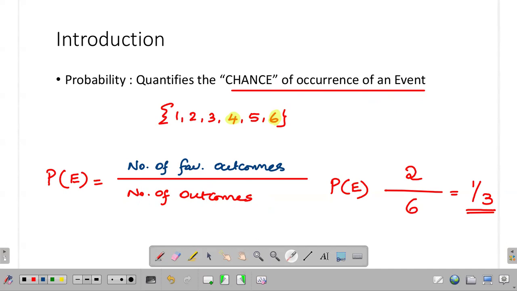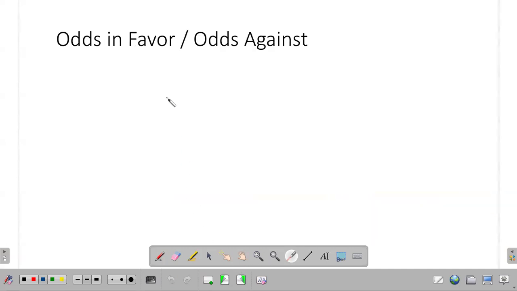Okay, now let me talk about something called odds in favor or odds against an event. So the probability that an event E happens is P of E. The probability that the event does not happen, I represent as P of E bar. P of E bar will be 1 minus P of E. So this is the first thing which you have to keep in mind. P of E bar is 1 minus P of E.